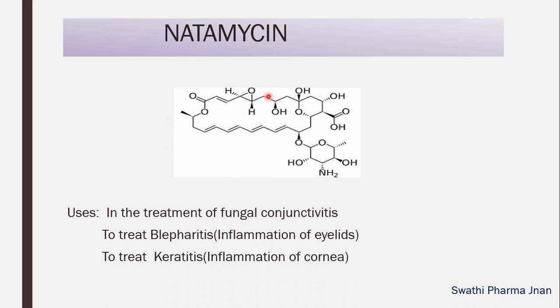So first you draw that outer line, and the remaining substituents, what substituents are attached at which positions, you can practice that 2 to 3 times, then you can remember. And to this structure there is a six-membered ring containing oxygen. To that, one methyl group, two hydroxyl groups, and one amino group are present. That is the structure of natamycin.